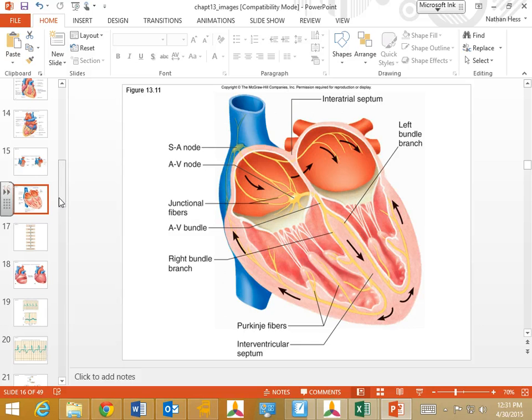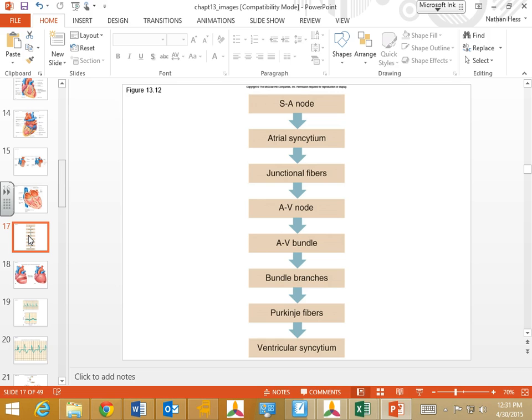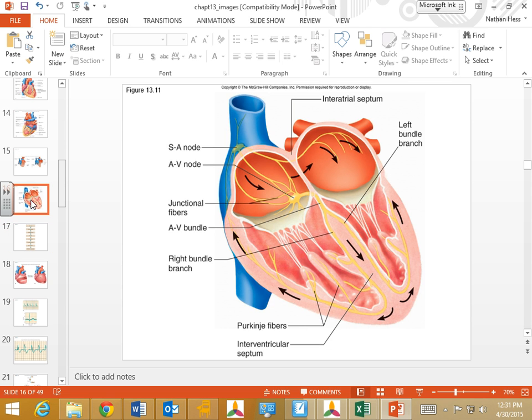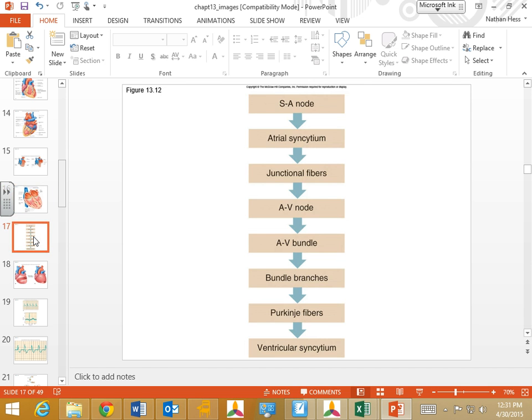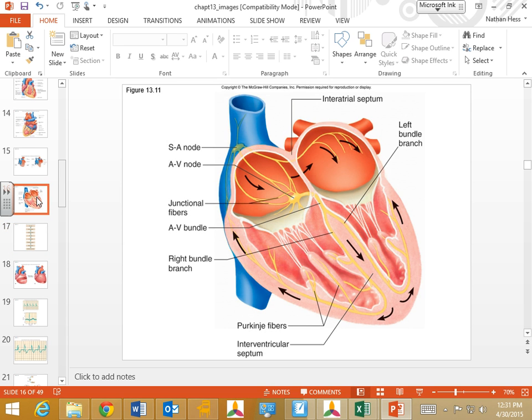So here's that sequence. This is one thing that in the past we have learned, but we're not doing it this time. You're rolling through this process from the SA node. So that's here, right? Into the atrial syncytium, I can never pronounce this word. And that's basically meaning through the atrium. So the signal goes from that SA node to the atrium. What does that make the atrium do?